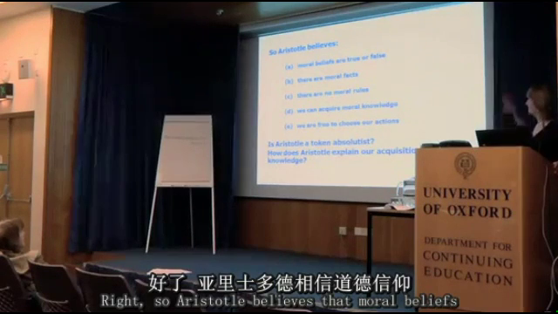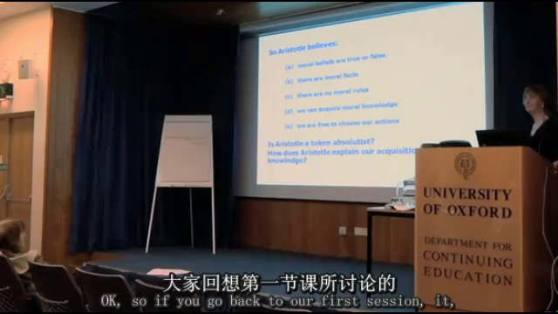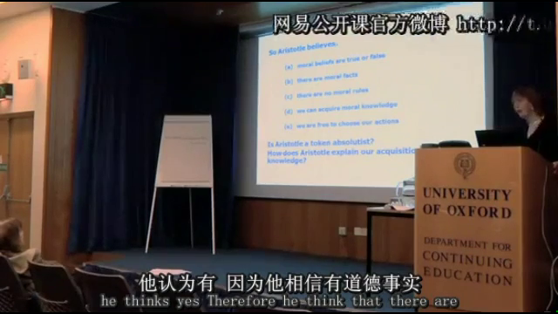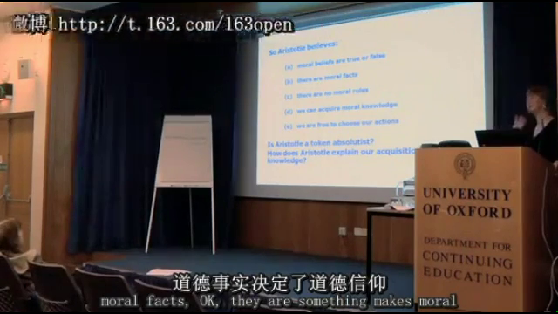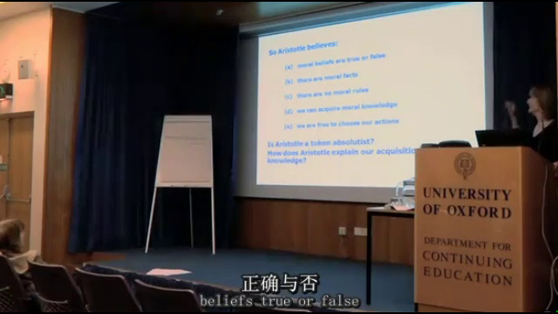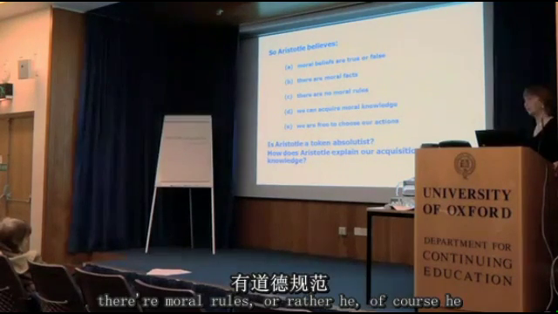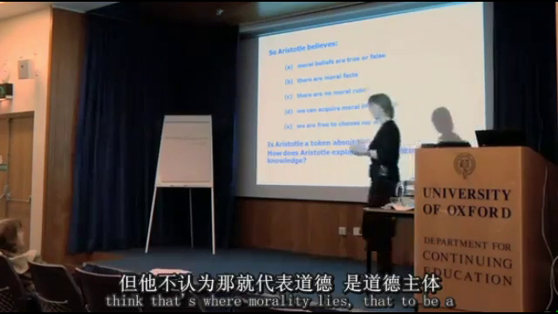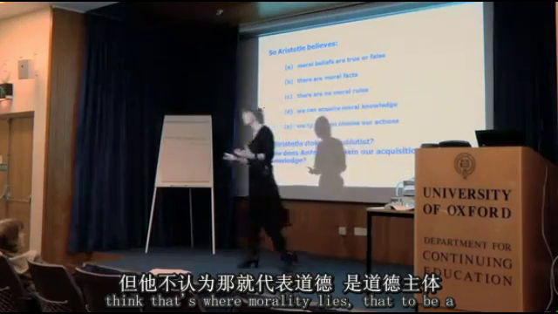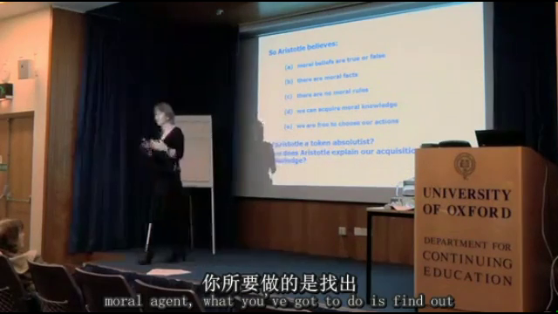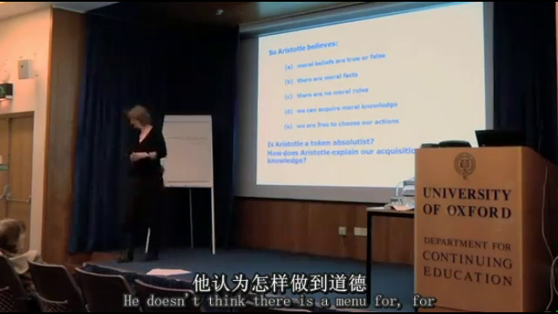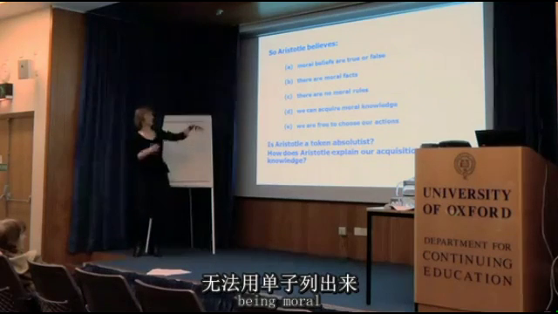Right, so Aristotle believes that moral beliefs are true or false. Okay, so if we go back to our first session, are moral statements true or false? He thinks yes. Therefore, he thinks there are moral facts. Okay, there's something that makes moral beliefs true or false. He doesn't, on the other hand, think that there are moral rules, or rather, of course, he accepts there are moral rules, but he doesn't think that that's where morality lies, that to be a moral agent, what you've got to do is find out what the right rules are and follow them. He doesn't think there is a manual for being moral.